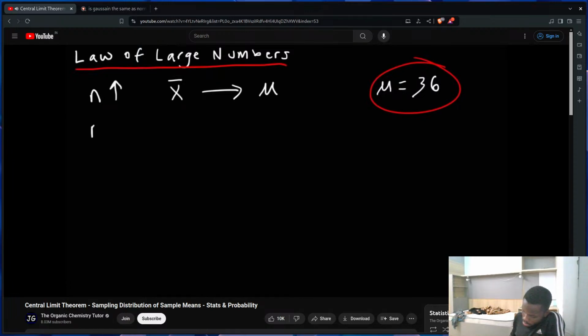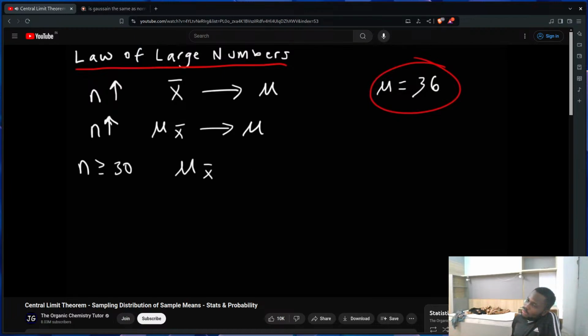Well, the same will be true according to the law of large numbers. As n increases, the mean of the sampling distribution will approximate or get very close to the population mean. So if n is large enough, let's say if n is 30 or more, the mean of the sampling distribution is basically equal, you can say approximately equal to the population mean. Now, this is important to note because when we need to calculate z, this will affect the equation.